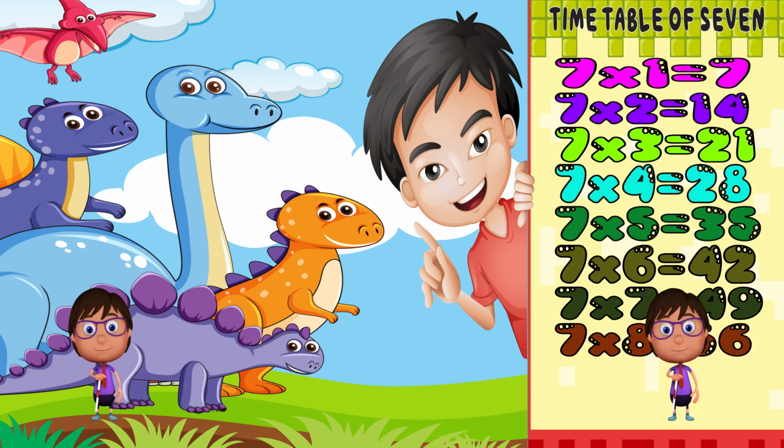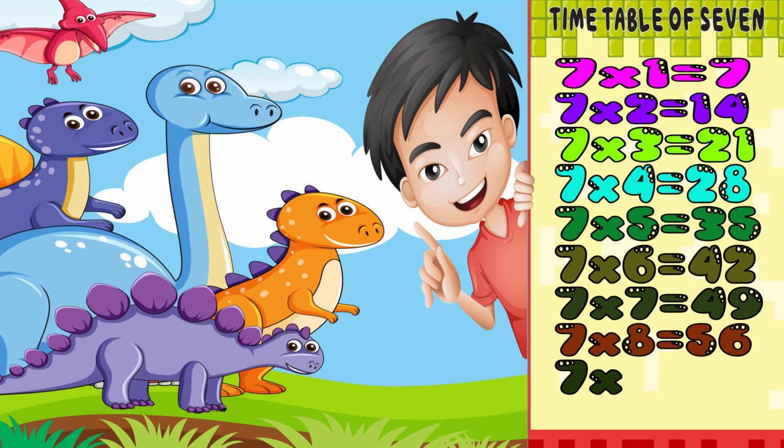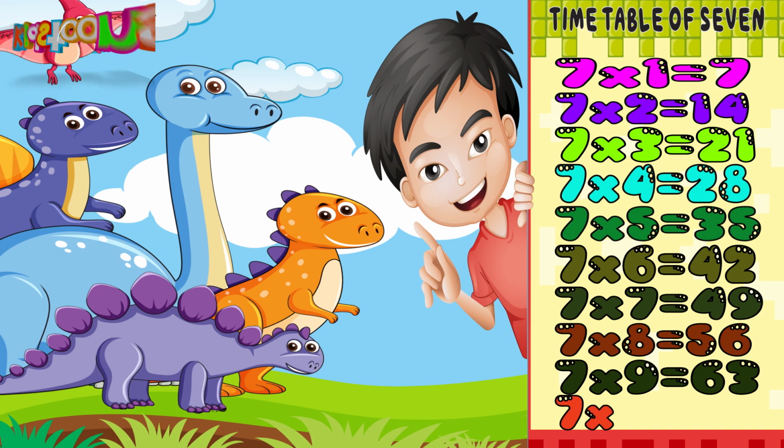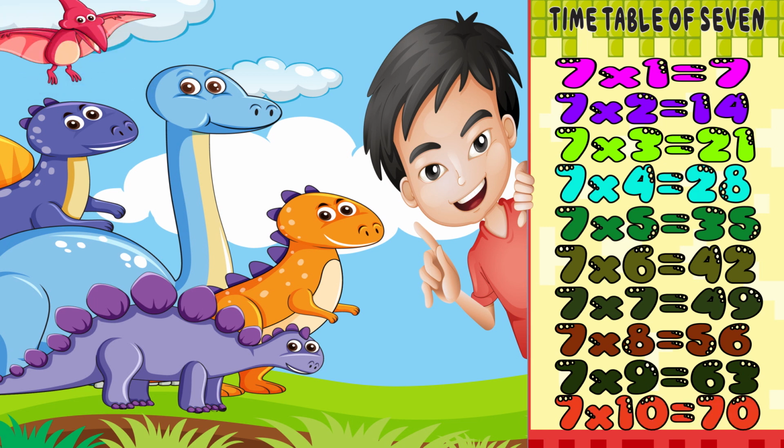7 times 8 is equal to 56. 7 times 9 is equal to 63. 7 times 10 is equal to 70.